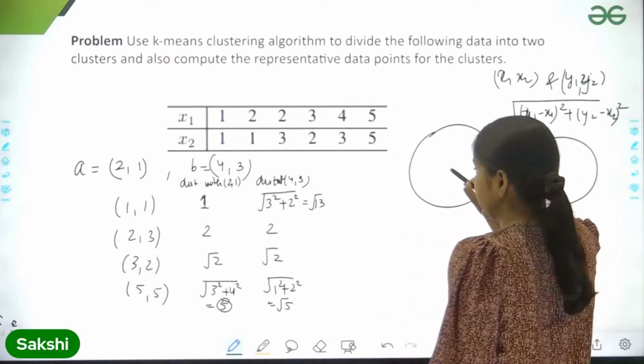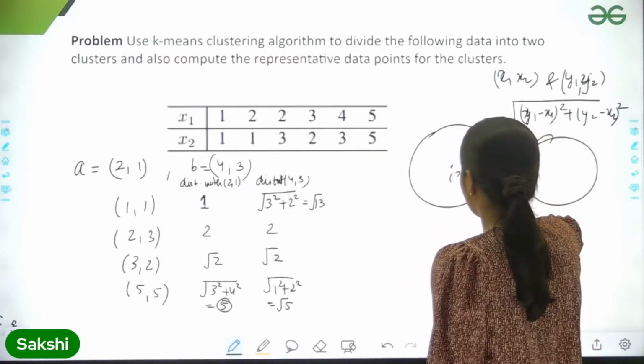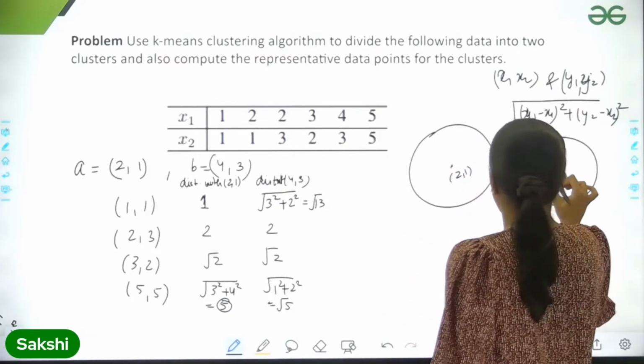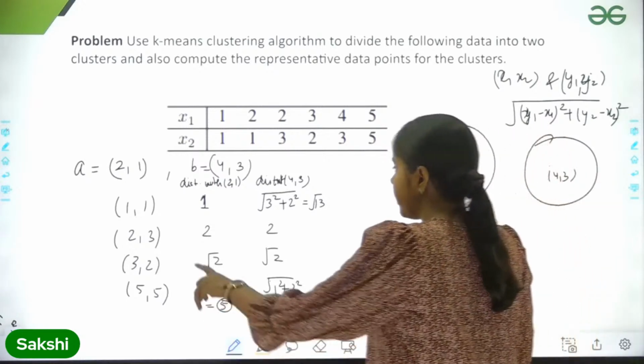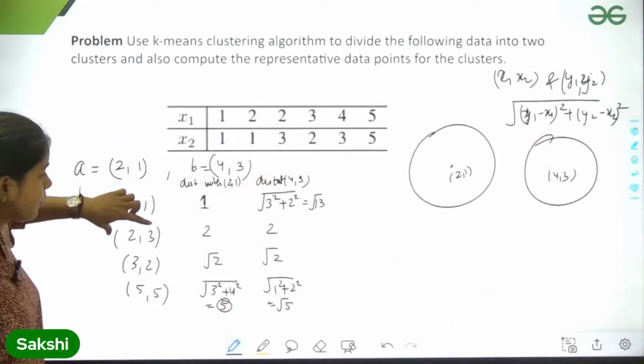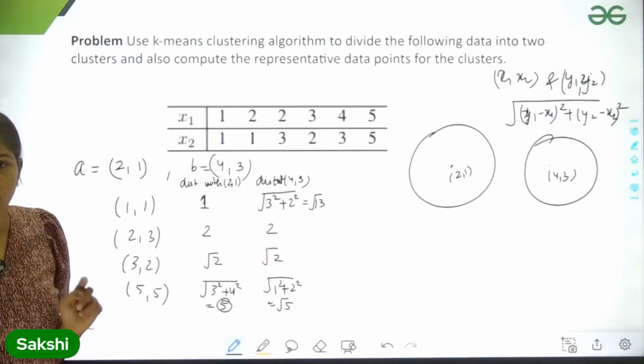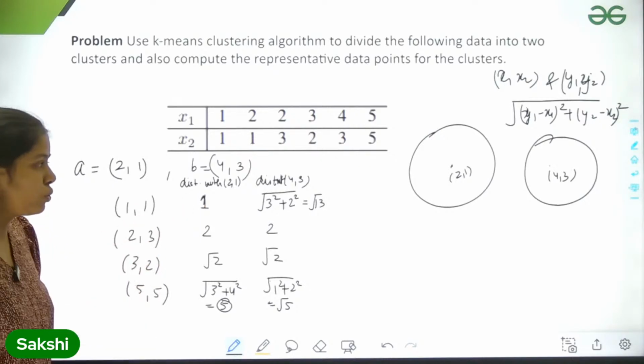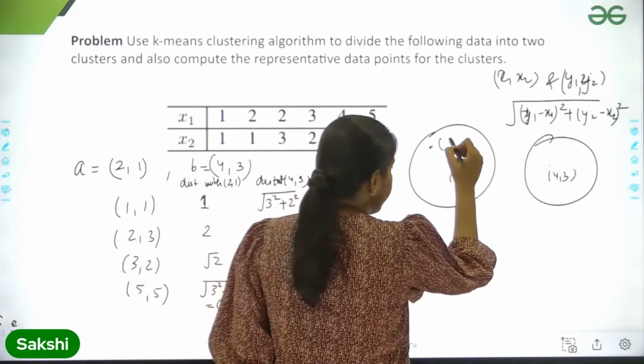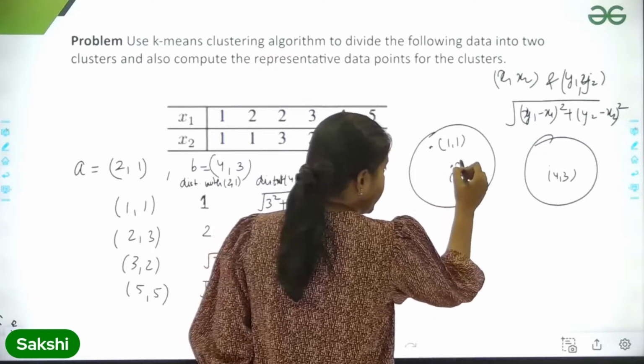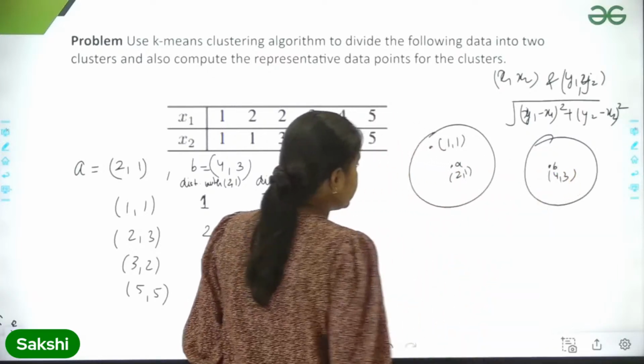So I have the centers here, let's say this point is 2 comma 1 and this point is 4 comma 3. You can see that the 1 comma 1 point is close to 2 comma 1 rather than 4 comma 3. So I'll put 1 comma 1 in this cluster, right? This point 2 comma 1 is A, and this point 4 comma 3 is B.